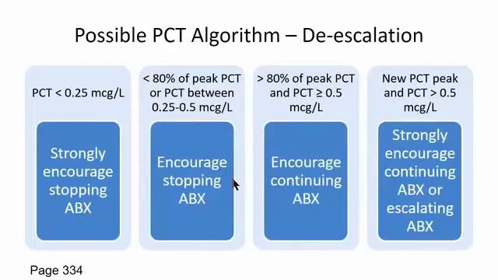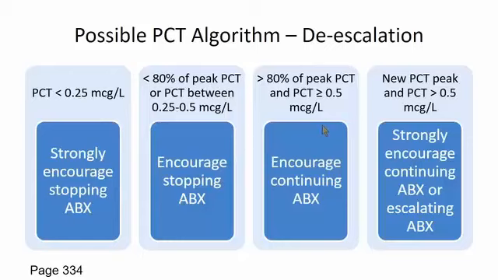There's a number of algorithms that are out there. This algorithm for procalcitonin is probably the most prominent one. And it basically suggests if your procalcitonin level is less than 0.25, that you can pretty strongly encourage stopping antibiotics. And if, let's say you draw procal on day 1 and day 3, on day 3, if it's 80% of your peak, or it's between 0.25 and 0.5, you'll encourage stopping antibiotics.